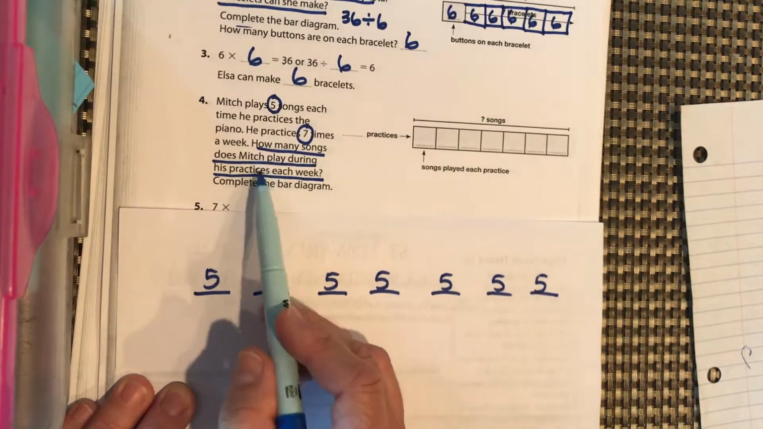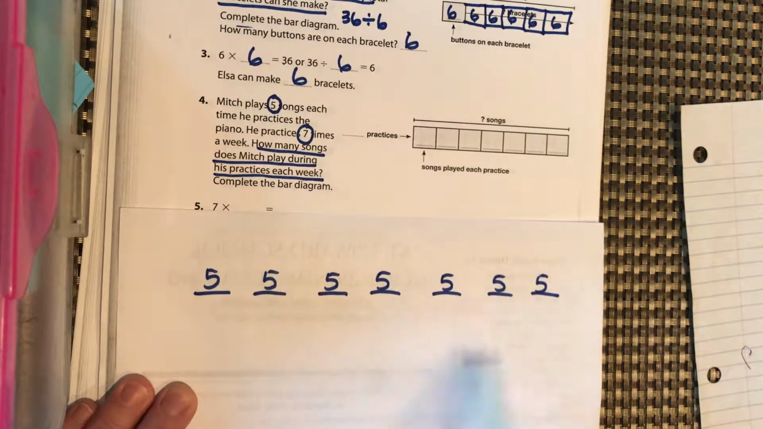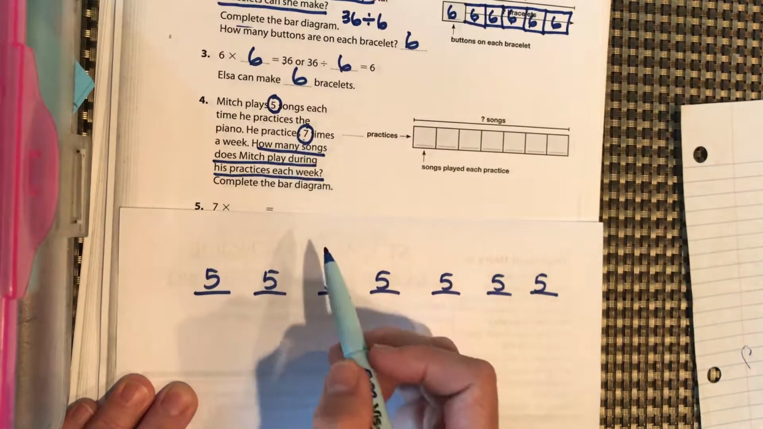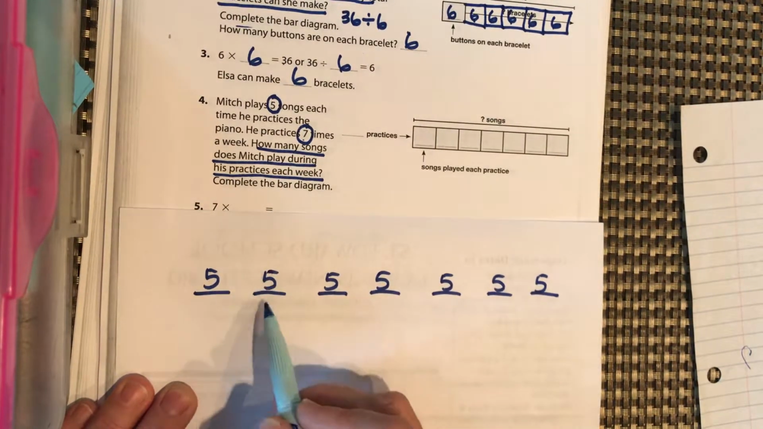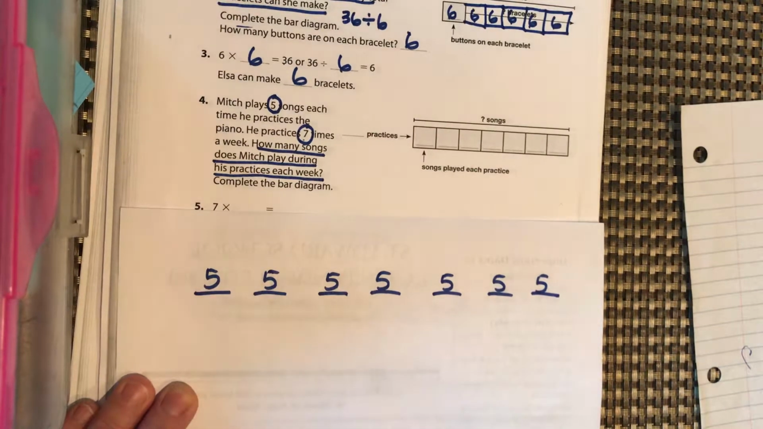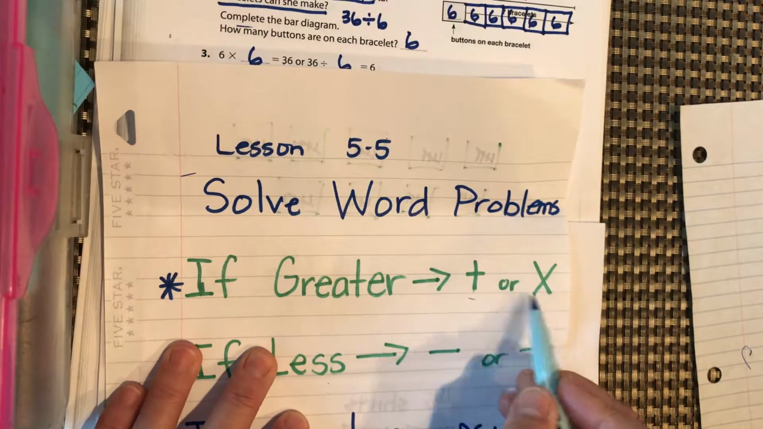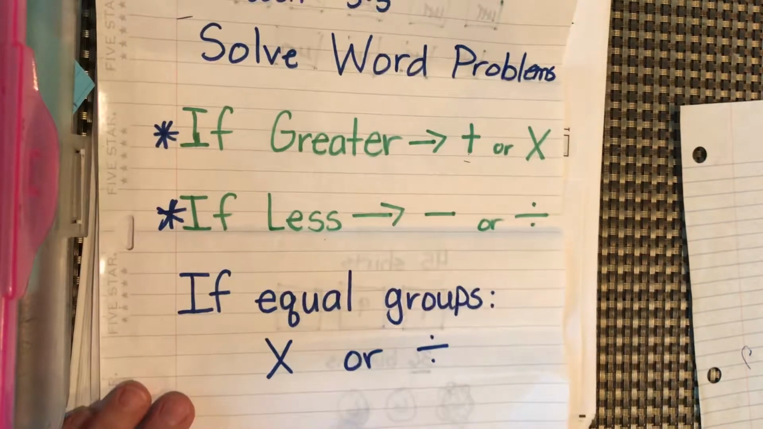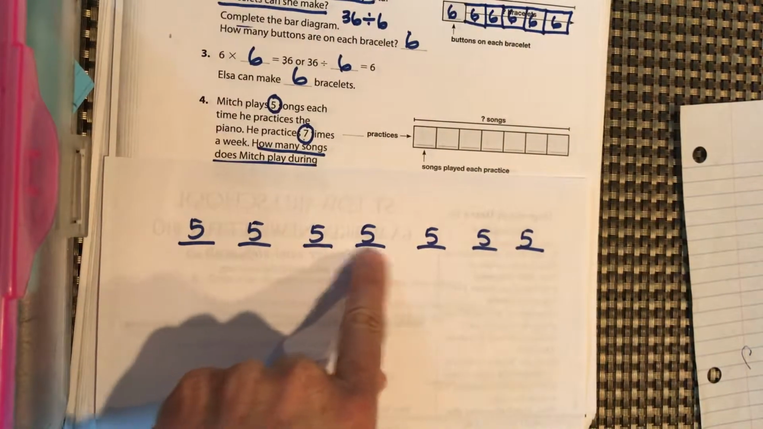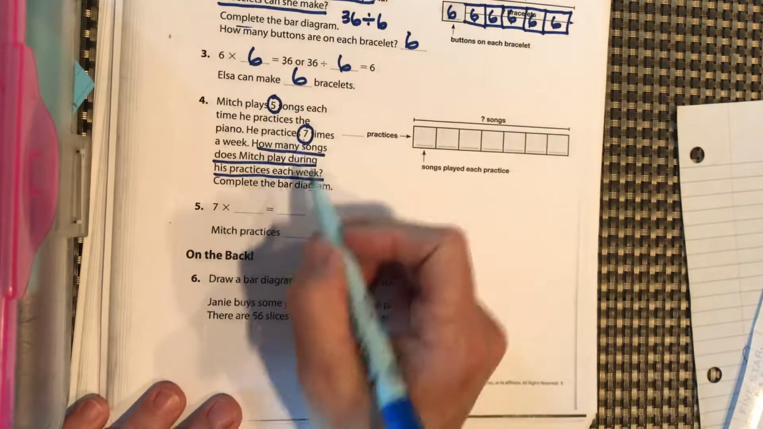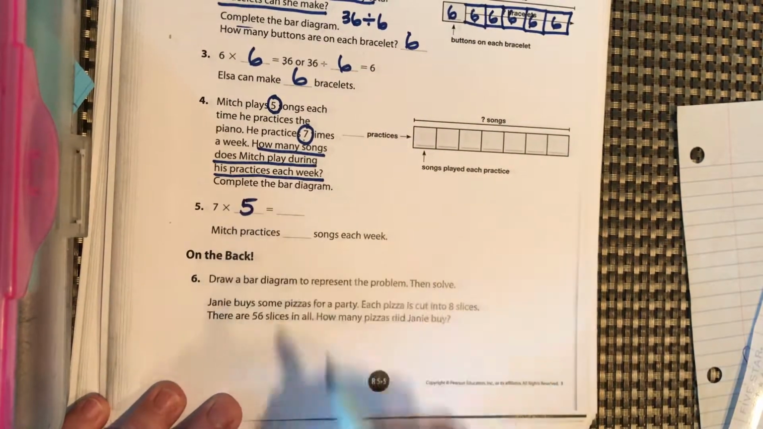So if we need to group these all together, we add them up, right? So how many songs does he play during the practice? Our biggest number is 7. Is he going to play more than 7 songs or less than 7 songs? Yes, it's going to be more than 7 songs, so it's going to be greater. We can add or we can multiply. Do we have equal groups? Does he play the same number of songs each day? Yes. So we are going to multiply 7 times 5.